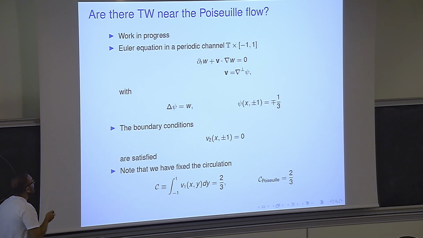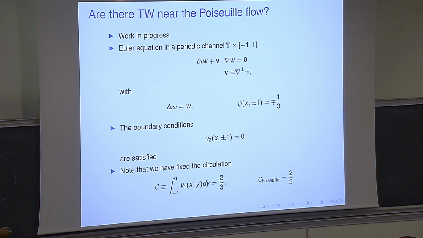So we work in a periodic channel, T times [-1, 1]. We consider the equation for the full vorticity, ω. In this case, if you look at the equation for the perturbation, this is not a transport equation anymore. And we still want to work with these level sets. In that case, everything is much more complicated because you cannot assume that the profile is time independent. So in this case, we are going to work with the full vorticity.